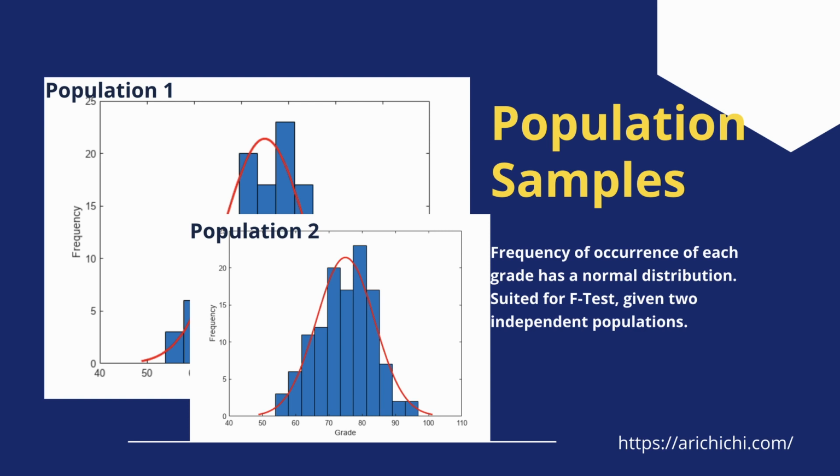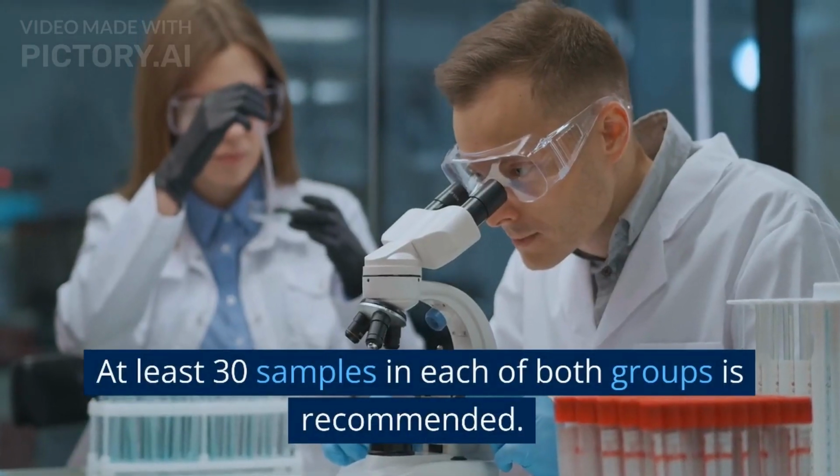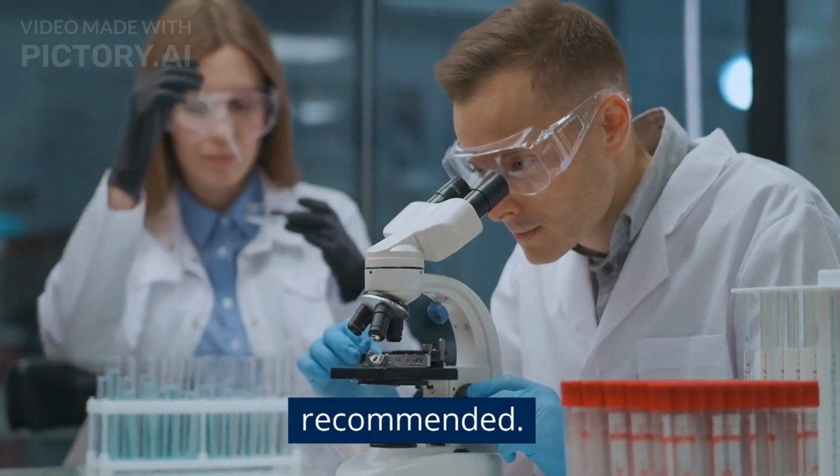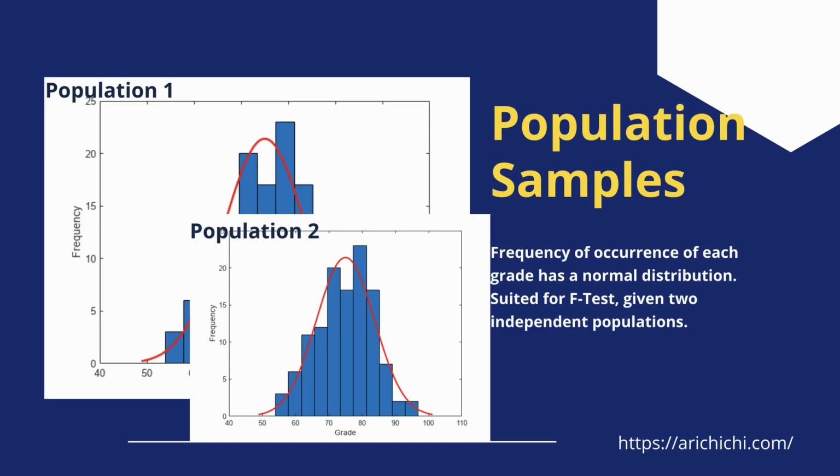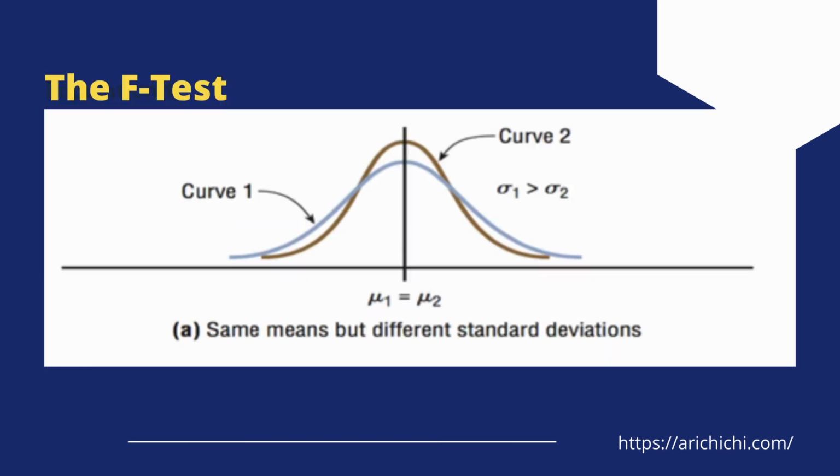In terms of sample size, there's no hard and fast rule, but it's generally recommended to have a sample size of at least 30 in each group, to get accurate results from the F-test. The sample sizes are called degrees of freedom and they can be different. They are useful for calculating the critical value for the F-score.